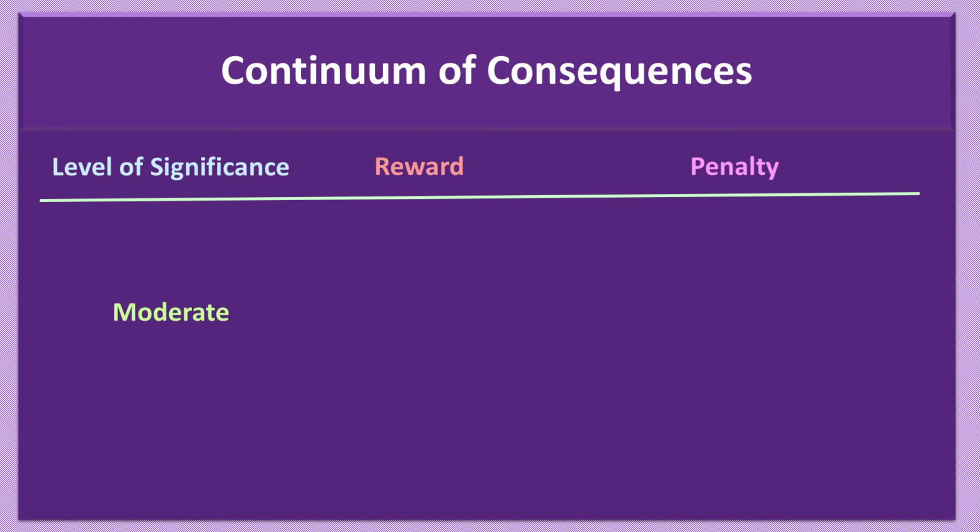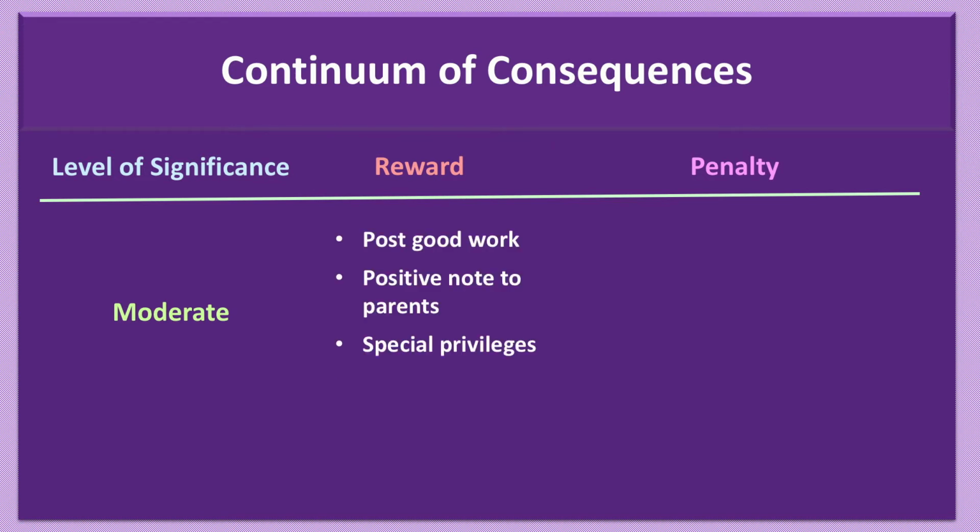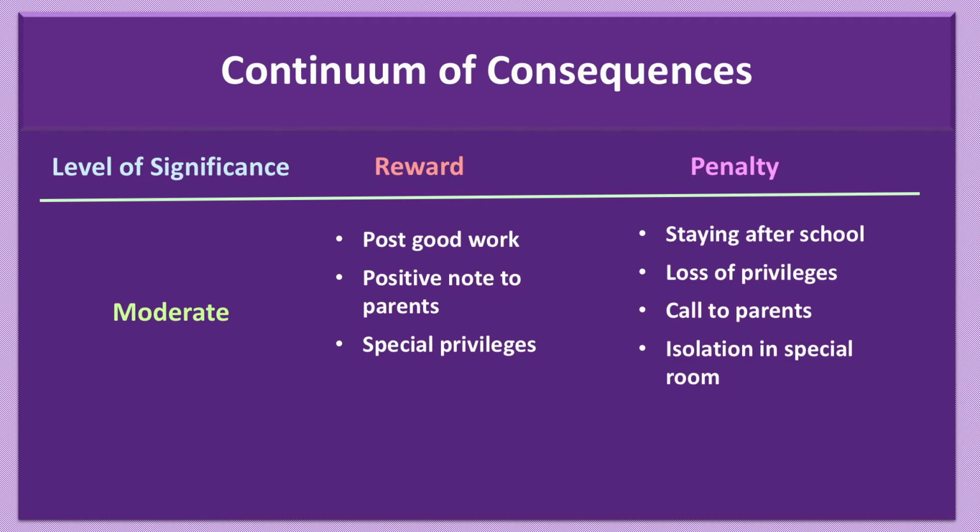For moderately difficult to meet compliance, the teacher might post good work for public display, write a positive note home to the parents, or extend special privileges. One elementary school I worked with had a policy that each teacher had to send at least one positive sticky note home each day for at least one child. Most teachers found that they, the children, and the parents benefited from the teacher looking for positive behavior throughout the day. Moderate penalties might include staying after school, a loss of privileges, a call to parents, or isolation in a special in-school suspension room.